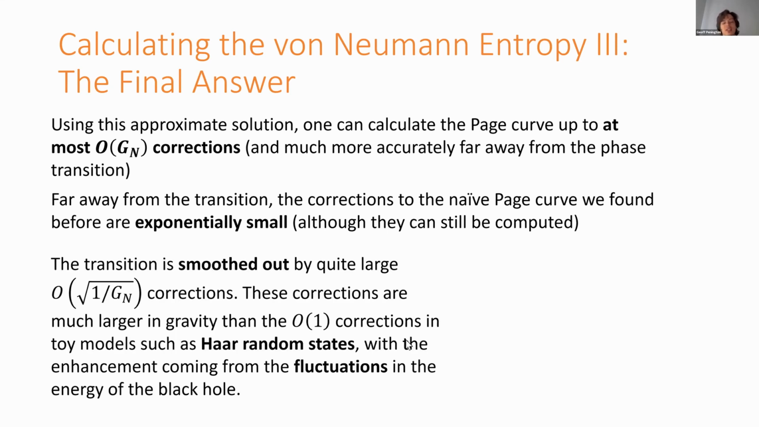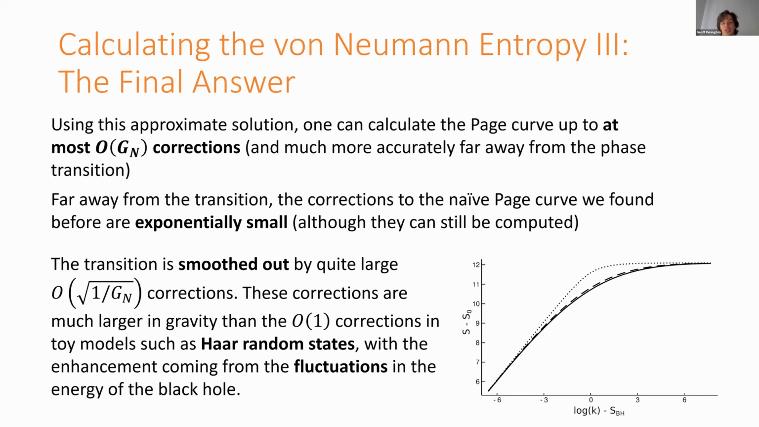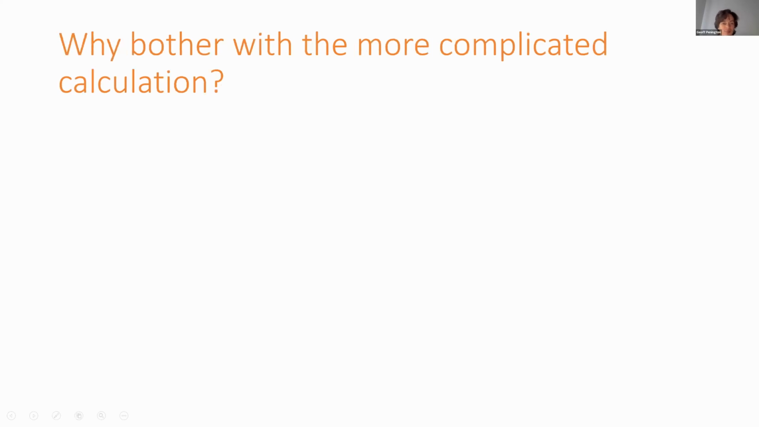Near the transition, you get pretty large corrections to the naive Page curve that smooth out the transition. These corrections are actually significantly enhanced compared to naive non-gravitational toy models. The enhancement comes from the fact that you have fluctuations in the energy of the black hole. So here is the actual Page curve, numerical in black, our approximation dashed, and compared to a naive Page curve you'd see for something like a random state.